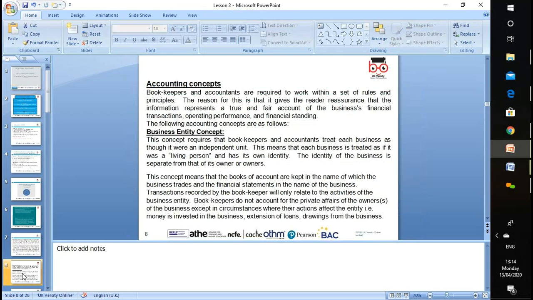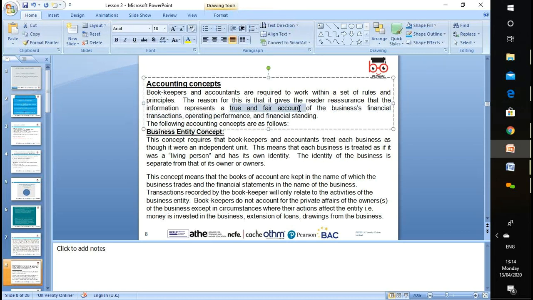Okay, next, accounting concepts. Bookkeepers and accountants are required to work within set rules. The set rules are the double entry bookkeeping rules. The reason for this is to provide readers assurance that the information represents reality. So if you're an accountant or bookkeeper, we need to provide information that is true and fair, matching the reality and not misleading people.